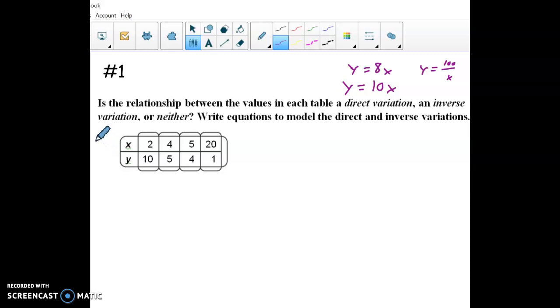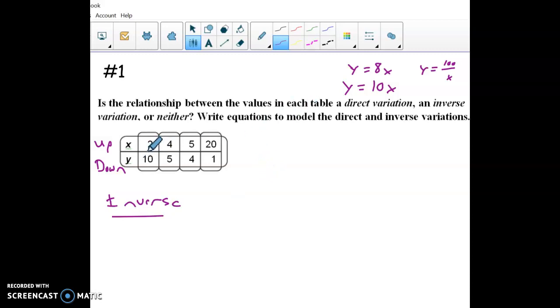So a good trick for inverse direct is if as x goes up here, y goes down. So that's going to be inverse. If they both went up together or both went down together, that's going to be direct. But because one is up, one is down, that's an inverse relationship.